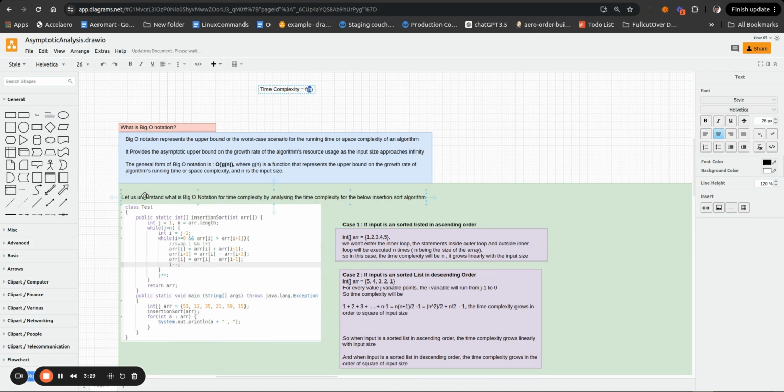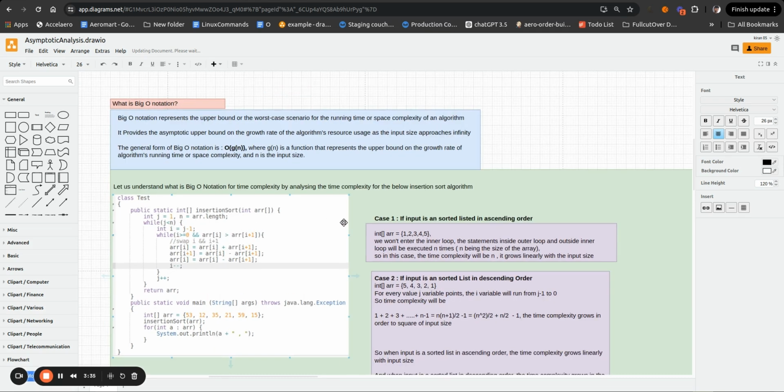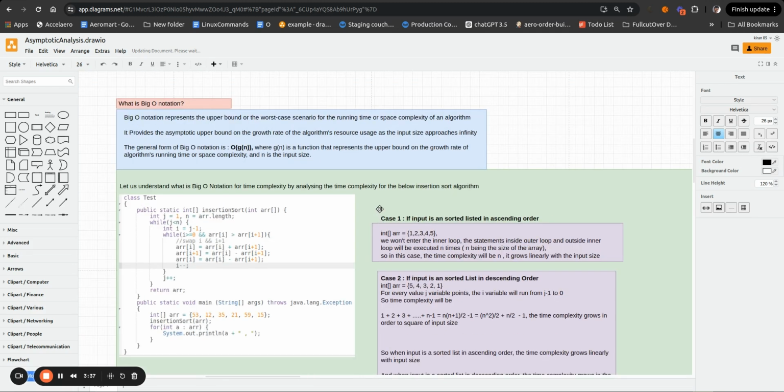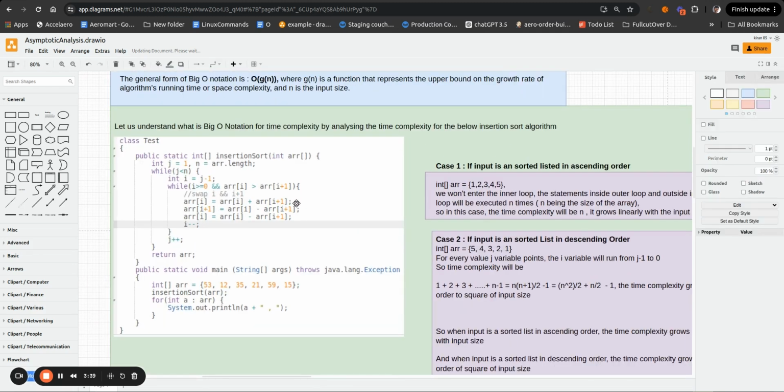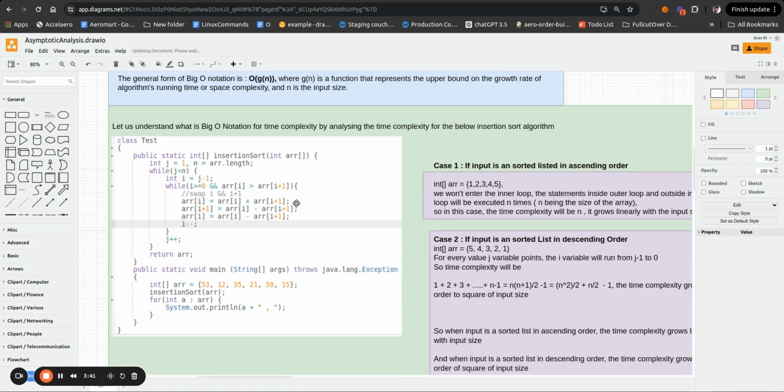First, we're going to take an example. The example I took here is the insertion sort algorithm. Here is the computer program, written in the Java language. This is the insertion sort. The idea of insertion sort is this: suppose we are given an array. The idea is to sort the array elements part by part.